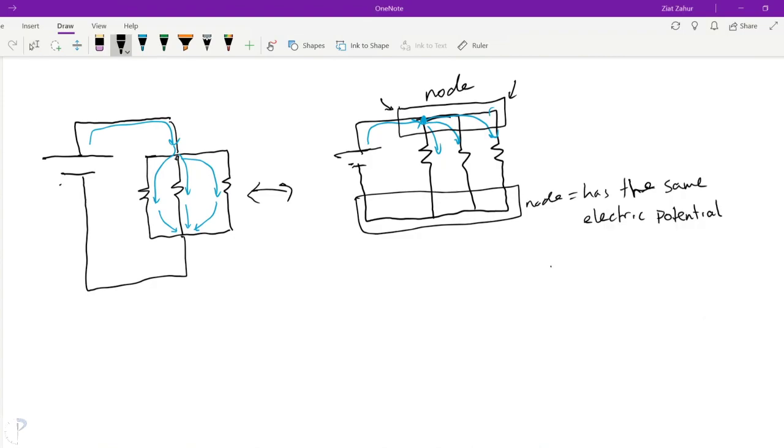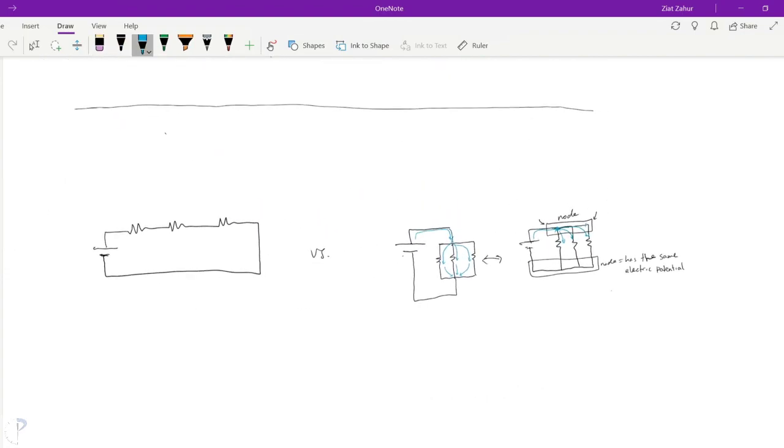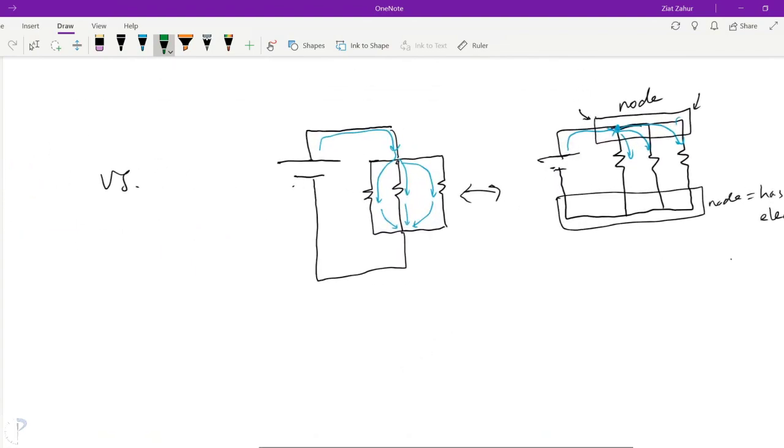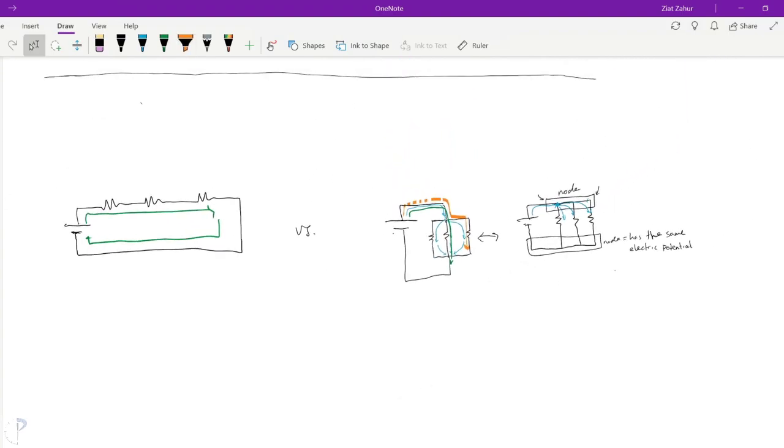Okay, so in the series circuit, of course, you only have one pathway, whereas in the parallel circuit, in this case, you have three different paths to take. You can take the first route, you can take the second route, or you can take the third route. And thus the current splits up into three parts.